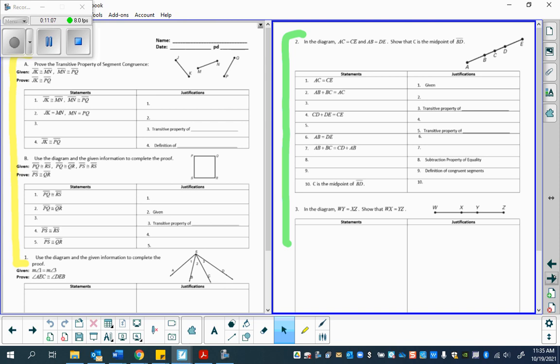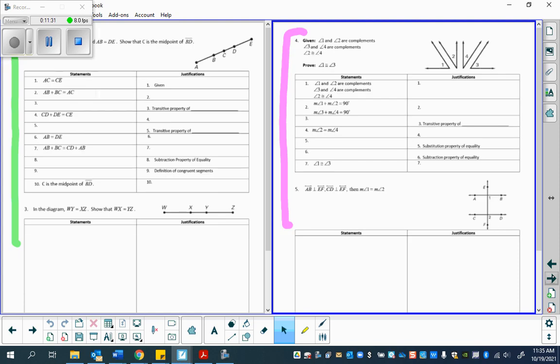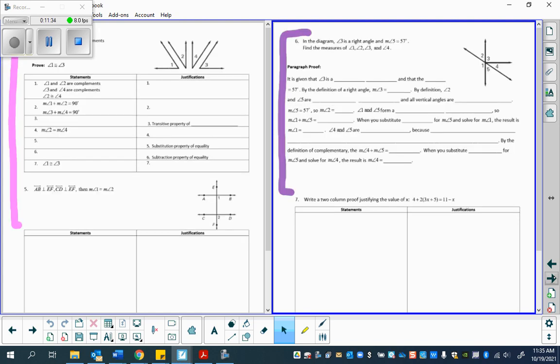All right. So page 1, front and back, had my yellow and green group proofs. Any questions for these that you want me to talk about or go over? All right. Page 2 had my pink and purple groups. Any questions from these that you want me to talk about or go over?